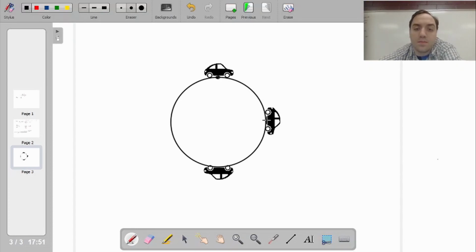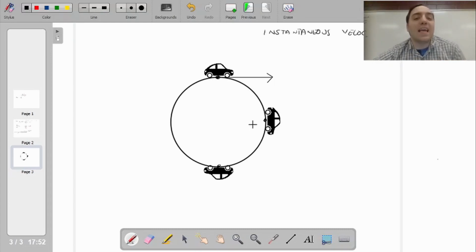Here, here, and here. Because the car has a velocity, it's traveling forward. The velocity at the instant we look at it is in this direction. This is what we refer to as an instantaneous velocity.